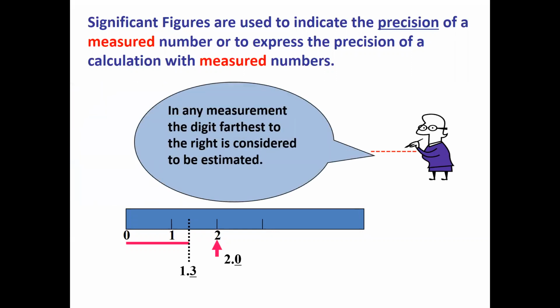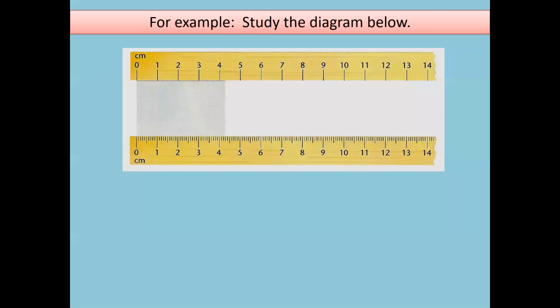In any measurement, the digit farthest to the right, the very last digit, is always considered to be your estimate. If we were looking at a couple of rulers here, we can see this one just says 1, 2, 3, 4, 5, 6, and this one has a lot of demarcations. If I'm trying to measure this little gray piece of paper on my first ruler, what would you estimate that measurement was, somebody?